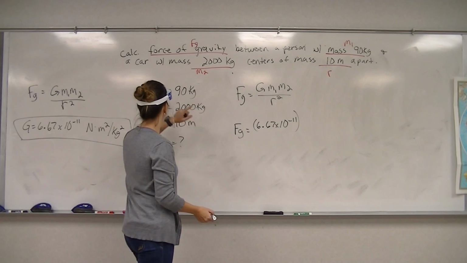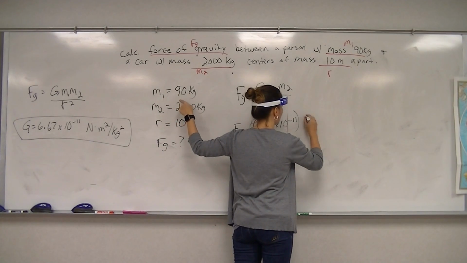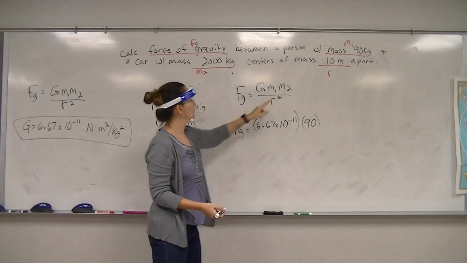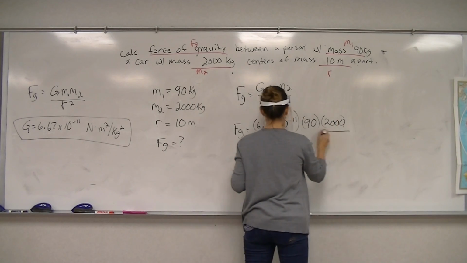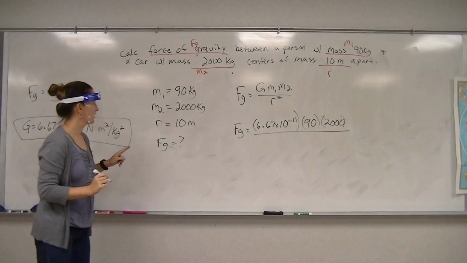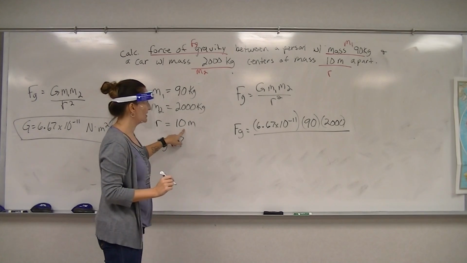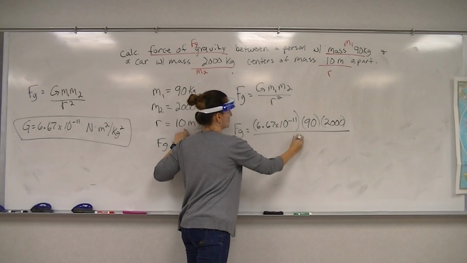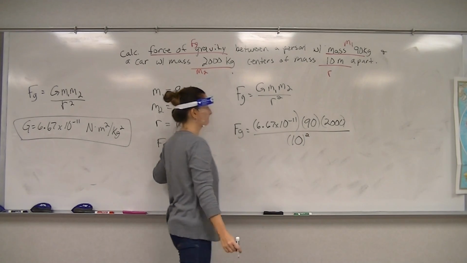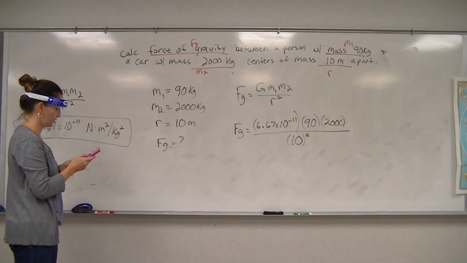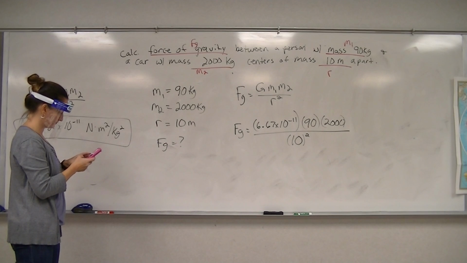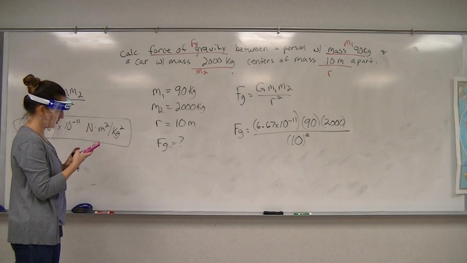My M1 goes next, so I'm going to multiply by the mass of the person, 90 kilograms. Then my M2, the car, at 2,000. Then in the denominator, we put our radius, but remember, look, we square it. So it's going to be 10 squared. Enter all of that into your calculator to calculate the gravitational force. Really should just write down the answers for these so I don't have to calculate.